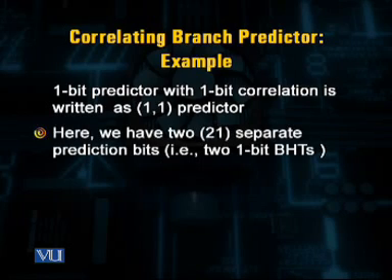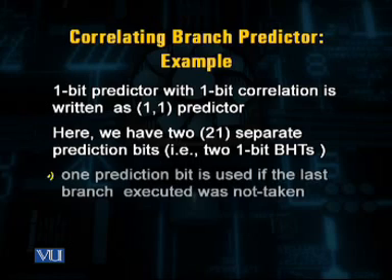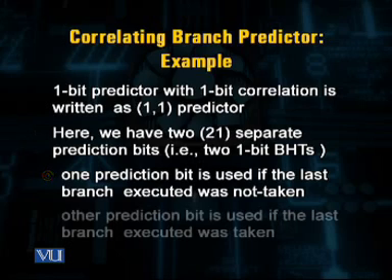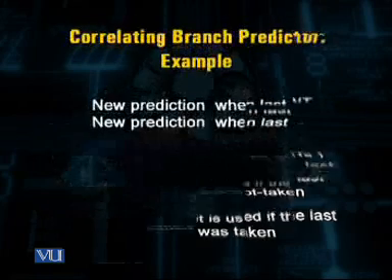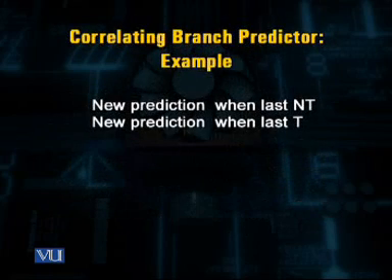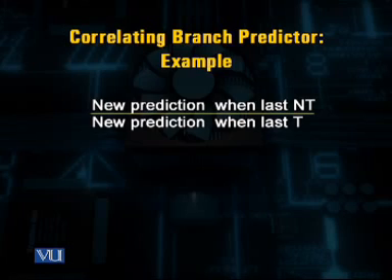Here we have 2 raised to power 1, that is 2 separate prediction bits, that is 2 1-bit branch history tables. One prediction bit is used if the last branch executed was not taken, and the other prediction bit is used if the last branch prediction is taken. These 2 bits are denoted as new prediction when last not taken / new prediction when last taken.